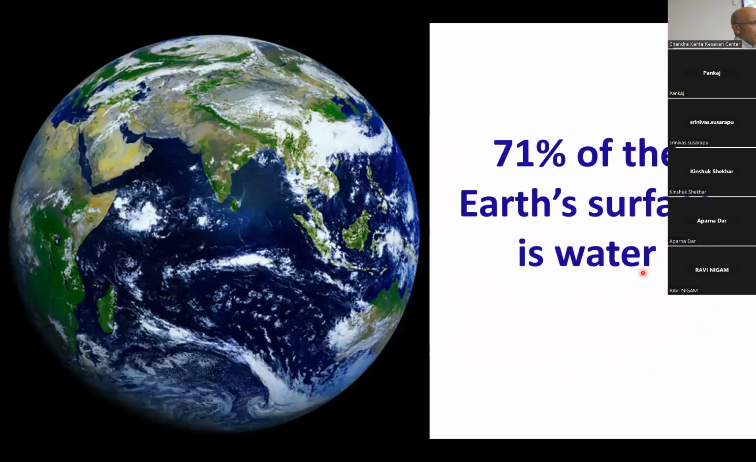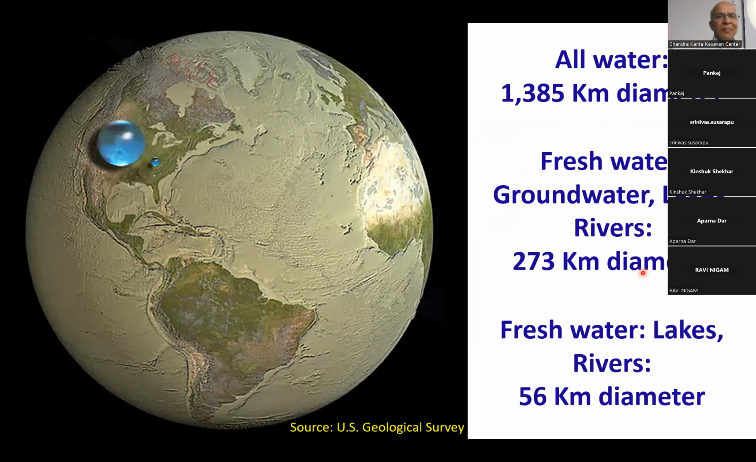Now, why do we do this? So here's my plea. We all know, everybody has seen this picture of Earth from space. 71% of the Earth is water. They say there's plenty of water. If we can desalinate, problem is solved. But that's just on the surface. What's the real volume of water?